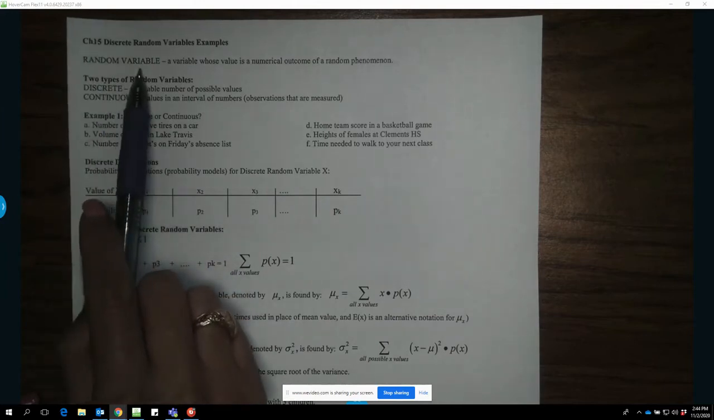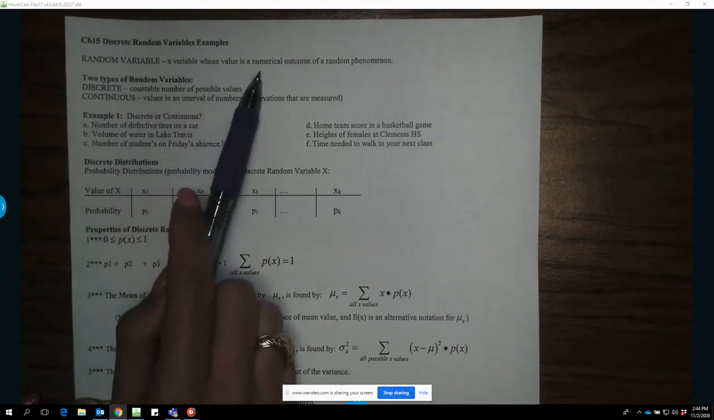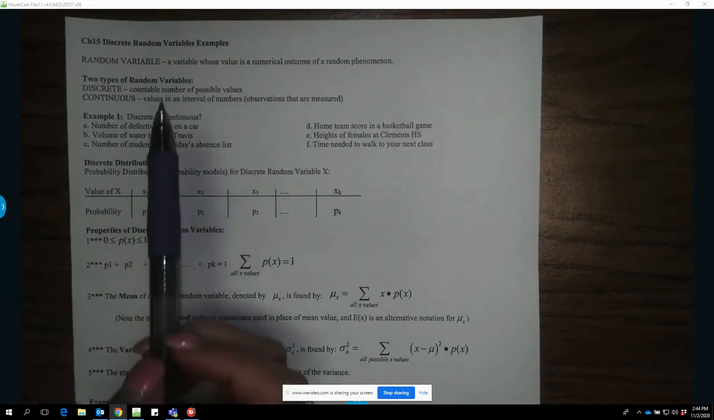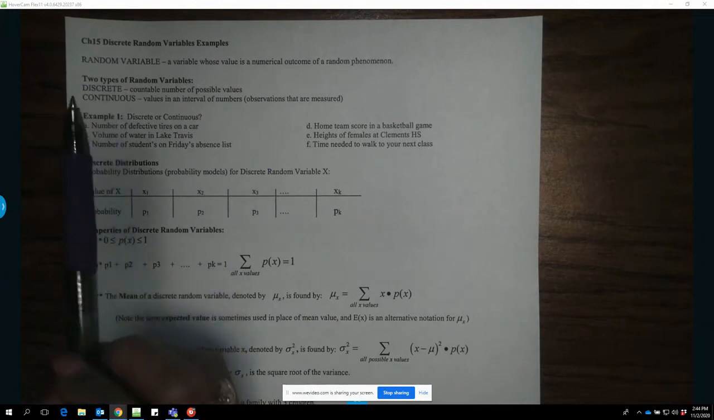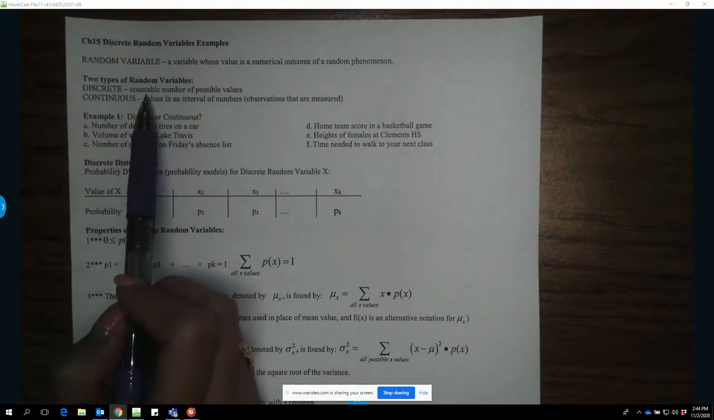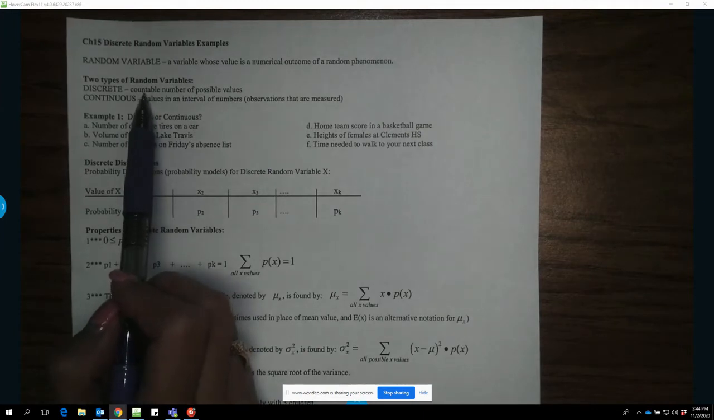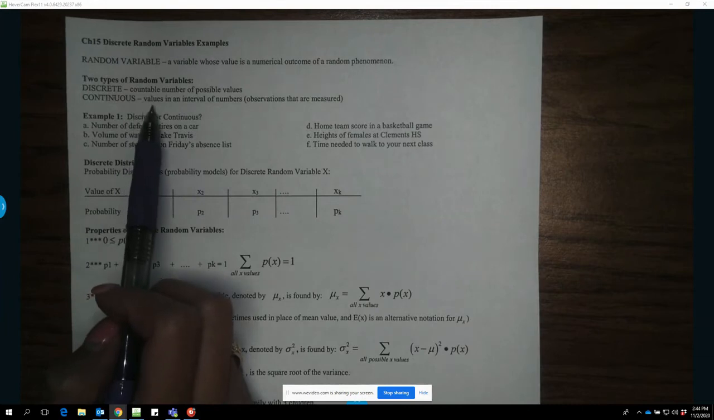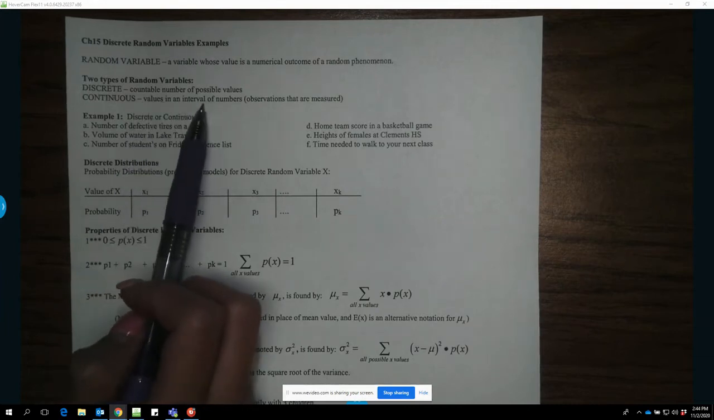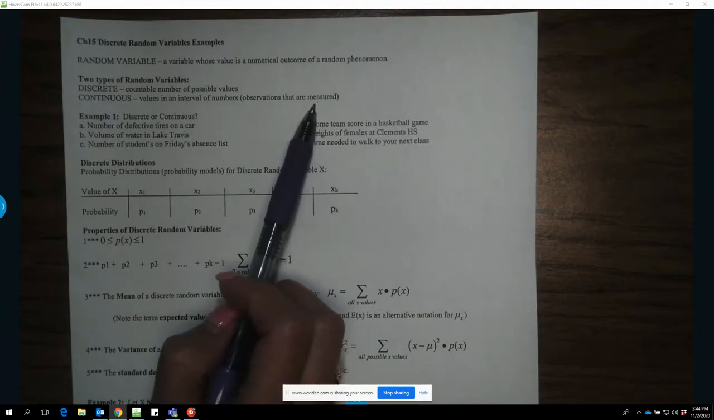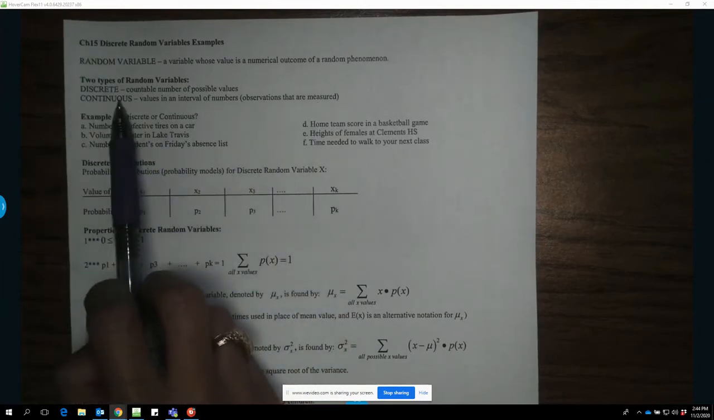A random variable is a variable whose value is a numerical outcome of some random event. There's two types of random variables, discrete and continuous. So you need to be familiar with those. Discrete means that you have a set number of countable values. Continuous means that it can be any value in a given interval, and usually things that are measured, like height and weight and volume, blood pressure, all that stuff is continuous.